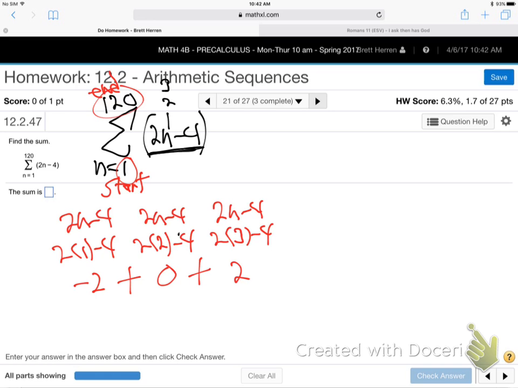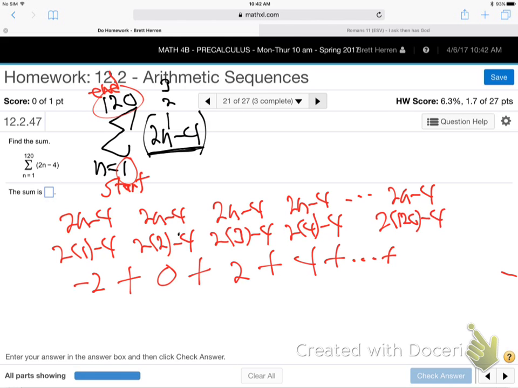Right? Then I can do one more. 2n minus 4, plug in 4. 8 minus 4, 4. You get the pattern, right? Plus dot, dot, dot. What's the last one going to be? 2n minus 4, plug in 120, huh? 120, 240 minus 4, 236. Good, that's what that thing's saying.